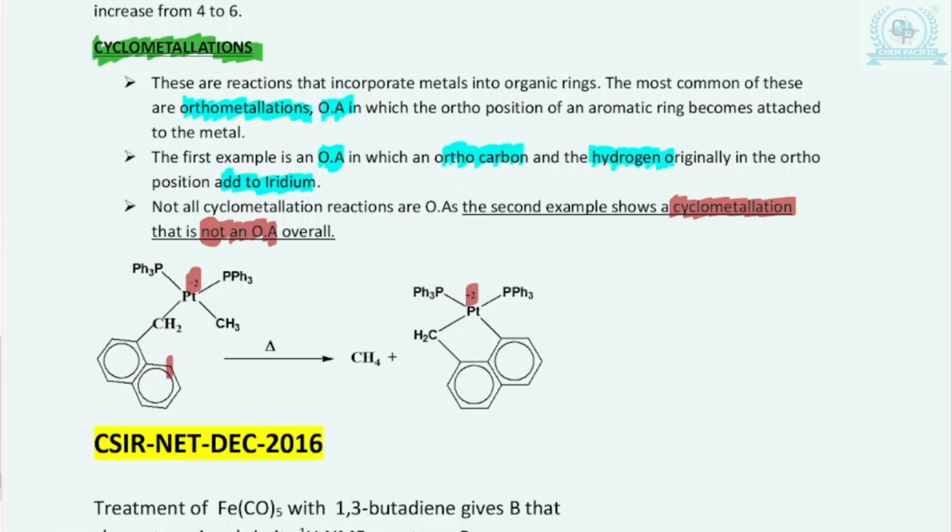It is actually at the meta position that hydrogen is getting added to the metal, and it's coming out, resulting in the formation of CH4. This is also an example of cyclometallation, but this is not an example of oxidative addition. Okay, the mechanism is completely different. Here no oxidative addition is happening. This CH3 and this, they are actually coming out due to heat, resulting in the formation of CH4, and here there is no change in the oxidation state.